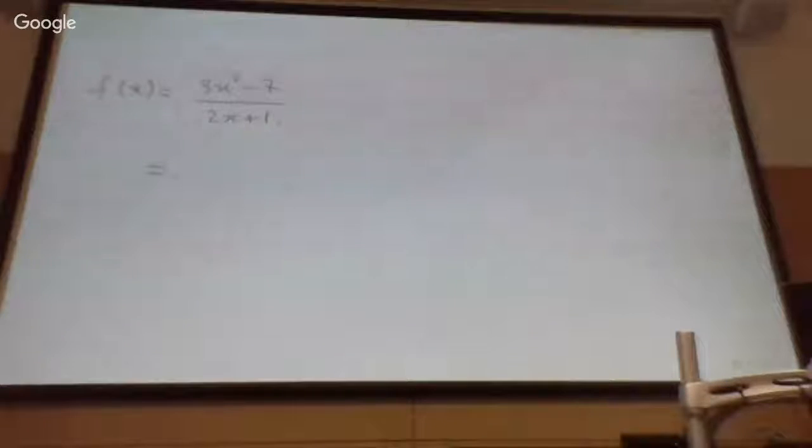But we can get an idea of what its tendency is, what kind of curve it's going to be acting like for very large x. If we attempt to divide out 3x squared minus 7, to divide it as much as we can by the denominator polynomial 2x plus 1.